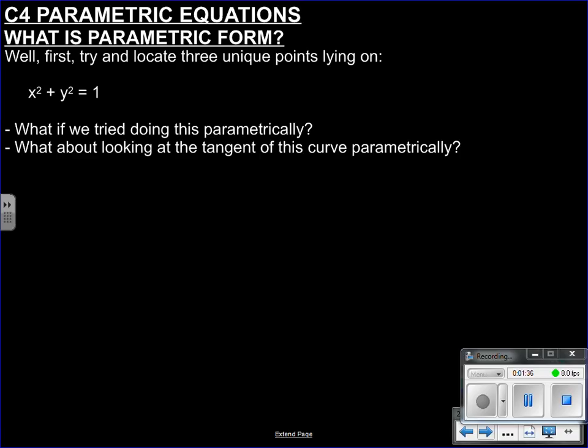Why would we want to do that? Well, let's take this case in point here. So x squared plus y squared is 1. We know that that's a circle and it's centered at 0, 0, and it's the unit circle, which means it has radius 1.